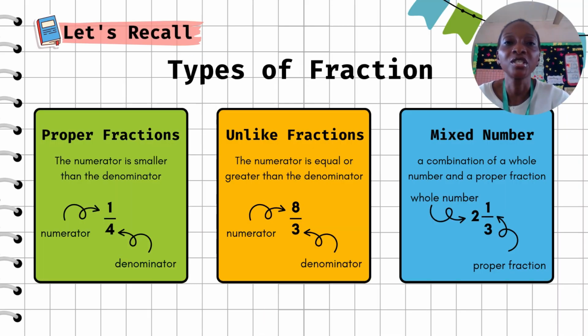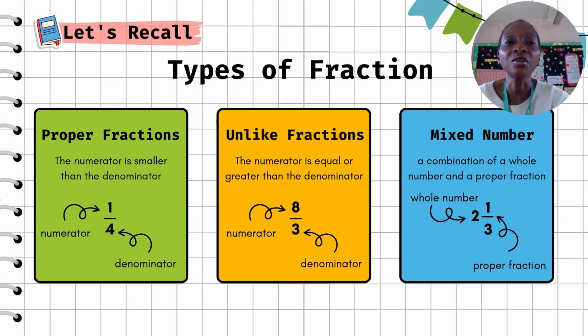We will continue by talking about types of fractions. We have three types of fractions. The first one is called proper fractions. In proper fractions, the numerator is smaller than the denominator. For example, here we have 1/4. Your 1 is your numerator and your 4 is your denominator. As you can see, 1 is smaller than 4, so that makes it a proper fraction.